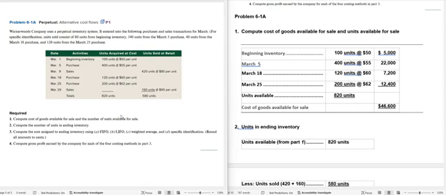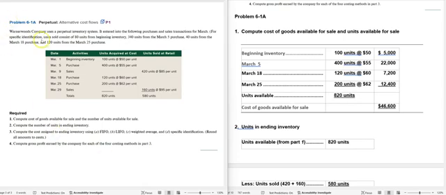Now we're going to go back and take a look at these cost flow methods. Essentially, what the methods we're about to look at in this problem do is help us assign a cost to inventory when it's sold. It also helps us assign a value to our inventory at the end of each accounting period.